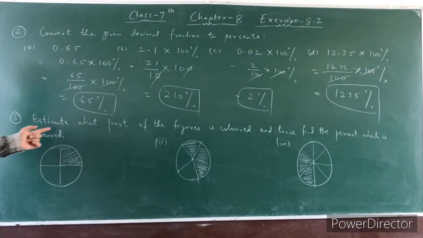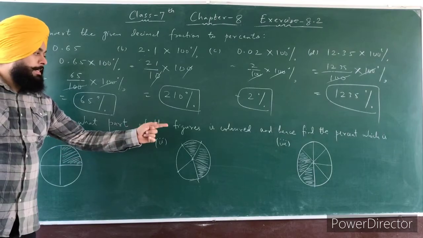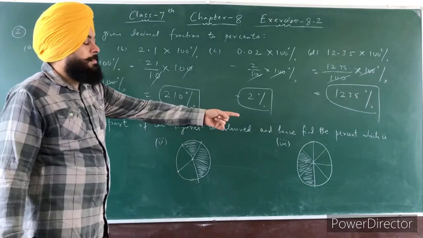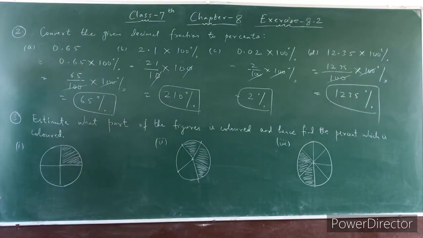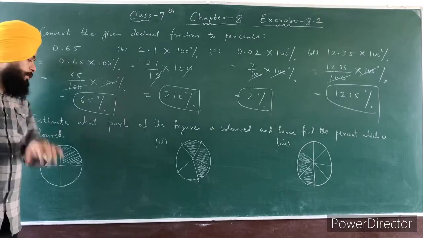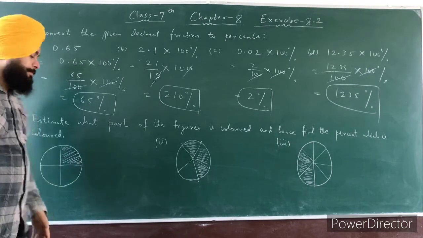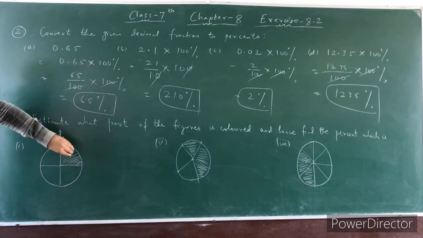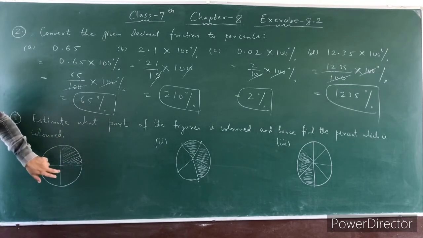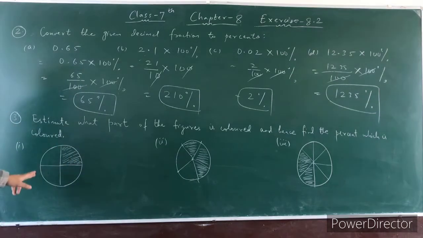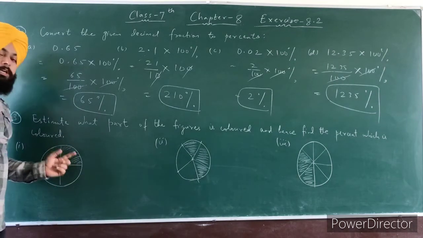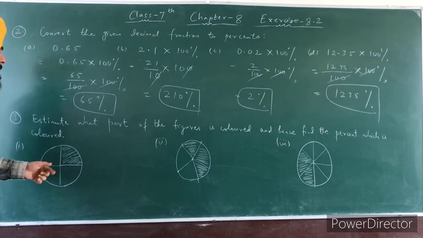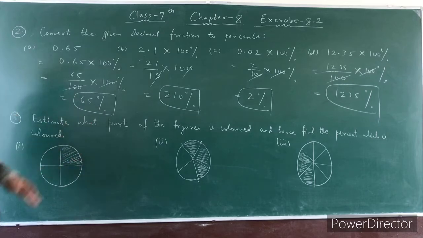Next, the third question is: estimate what part of the figure is colored. We find what part of the figure is colored, and then we find the percent which is colored. We also find the percentage of the coloring, or you can say the shaded portion. Alright. So in the first part you can see a circle is given, which is divided into 4 equal parts: 1, 2, 3, 4. Out of these 4 equal parts, only one part is shaded. So we have to find the fraction of the shaded portion. After that, we will find the percentage of that colored part.